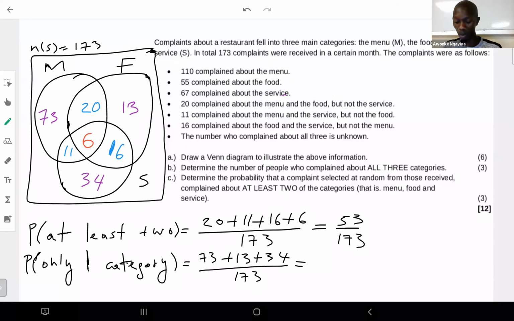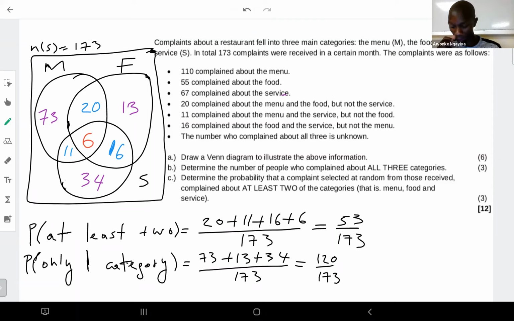Probability that the complaint that you get falls under one category, only one. So that is 73 plus 13 plus 34. What do you get on your side? 120 over 173. 120, yeah, over 173. Okay.